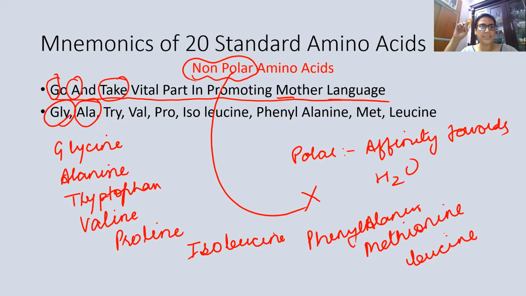So the mnemonic for this is go and take vital part in promoting mother's language, and the examples are glycine, alanine, tryptophan, valine, proline, isoleucine, phenylalanine, methionine, and leucine. Right? So these will be non-polar. That means they hate water or they don't have any affinity towards water.